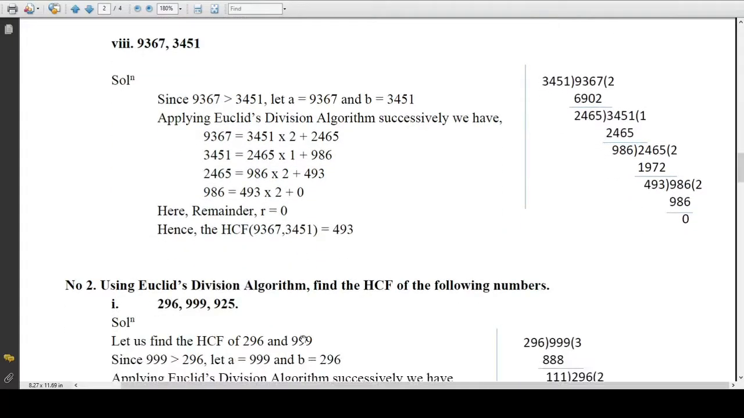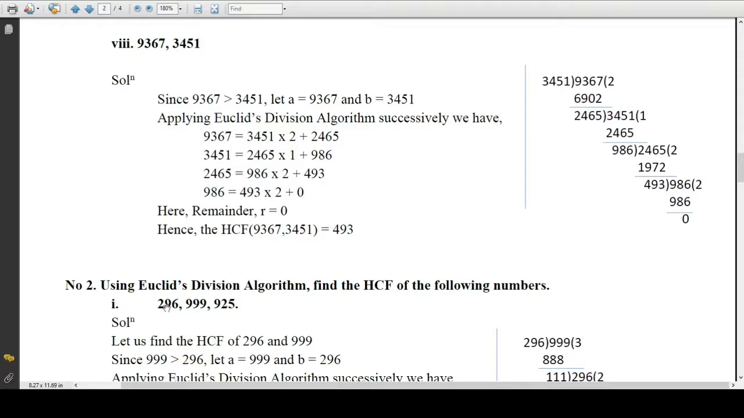Now coming to the next, number 2, using the EDA, find the HCF of the following numbers. Here in number 2 we have 3 numbers. You have to find the HCF of these 3 numbers. To find the HCF of these 3 numbers, you consider the first 2 numbers and find the HCF between them. After getting the HCF of these 2 numbers, you find again the HCF with the third number, and whatever HCF you get from there will be the HCF of all these 3 numbers. Clear? Now let us proceed with this.